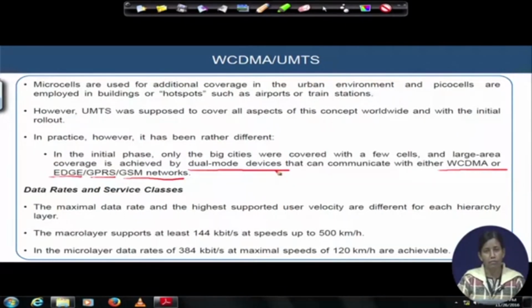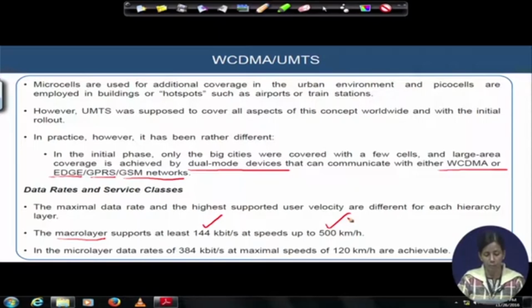That is why whatever was promised and whatever was dreamt, in reality we could not achieve, up to the different data rates and service classes that it could finally promise. The maximal data rate and the highest supported user velocity were different for each and every layer. For example, the macro layer, which is the highest layer, supported 144 kilobit per second, because the coverage distance was much more, and it could support speeds up to 500 kilometer per hour.